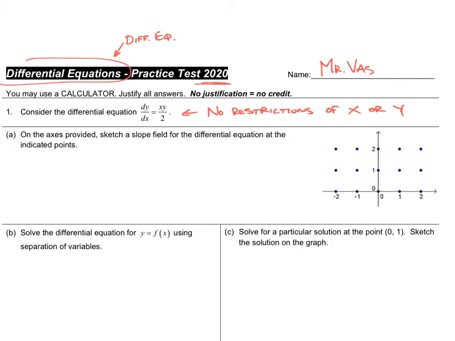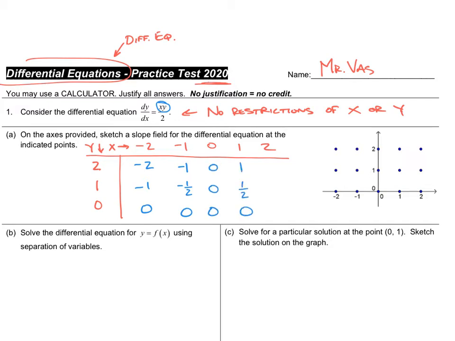All right, let's now move on to the first part of this question. On the axis provided, sketch a slope field for the differential equation at the indicated points. Before I do this, I like to make a table of values. I find that very helpful. So here goes. Now to find the values for the slope, all I'm going to do is multiply the x and y coordinates together and cut it in half.